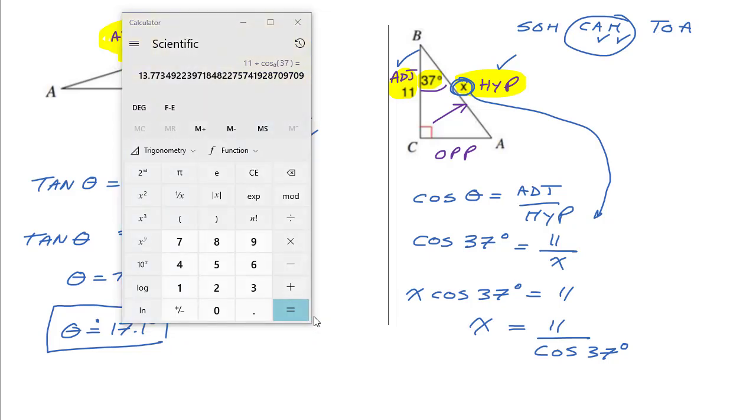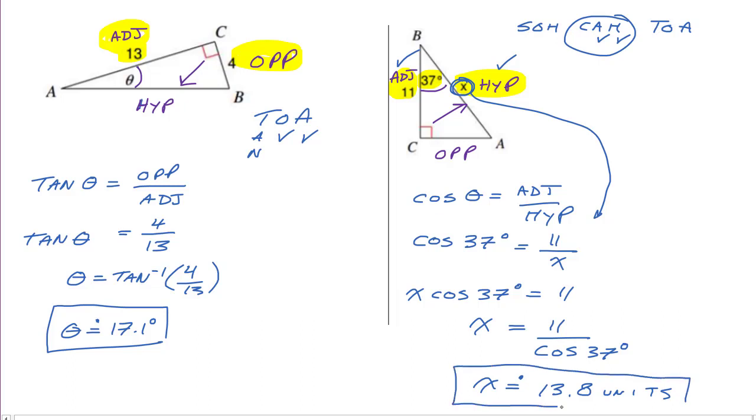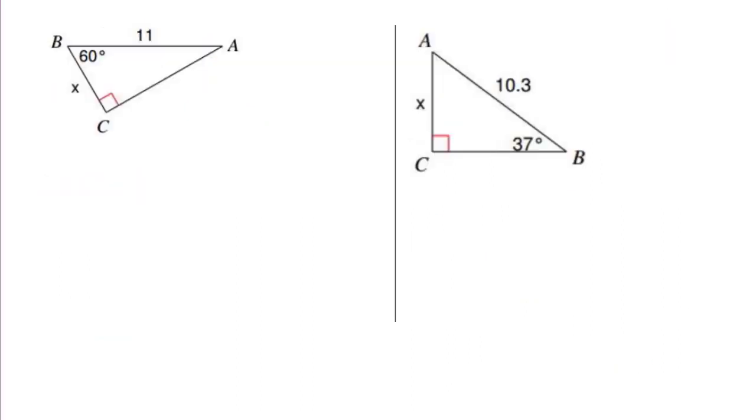So we're going to say the length of that side x, which is the hypotenuse of that triangle, is approximately 13.8 units. Now, I don't know if it's centimeters, meters, it doesn't say. But remember, it's a length. It's not a degree. We're not solving for the angle this time. We're solving for the missing side. All right, let's check out 3 more. And that's the end of this video.